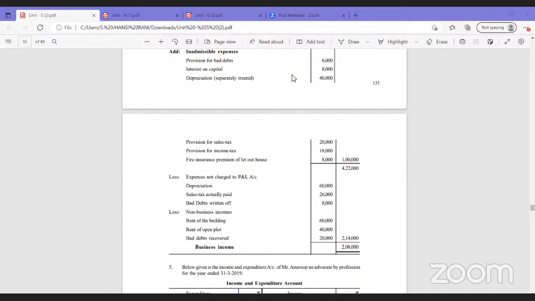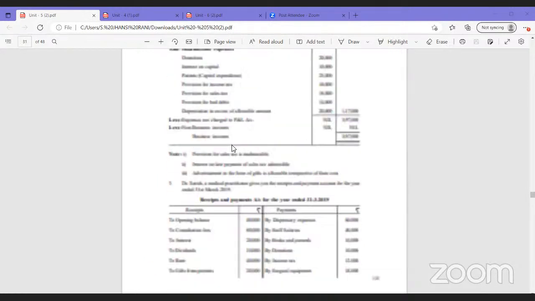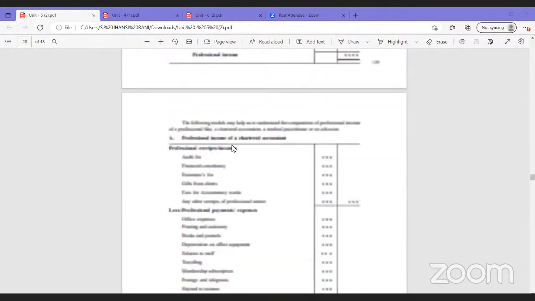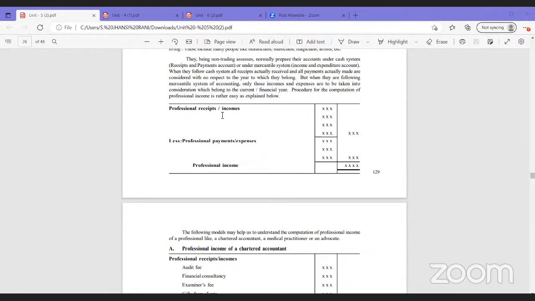It's very simple. Whenever it is income from profession, you only have to see whether it is a professional income or professional expenditure, professional receipts or professional payments. You deduct payments from receipts and you get the income from profession, or income minus expenditure. They have given certain formats in your textbook if you have it. Professional income is nothing but professional receipts or incomes minus professional payments or expenses.